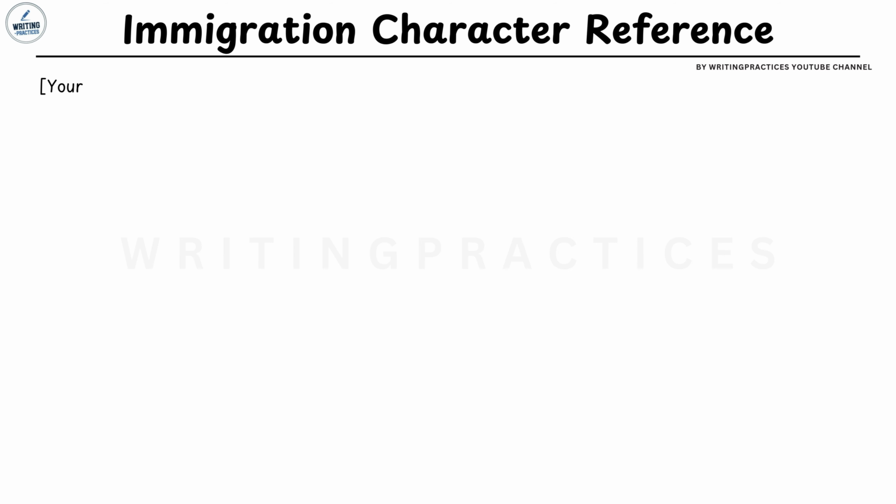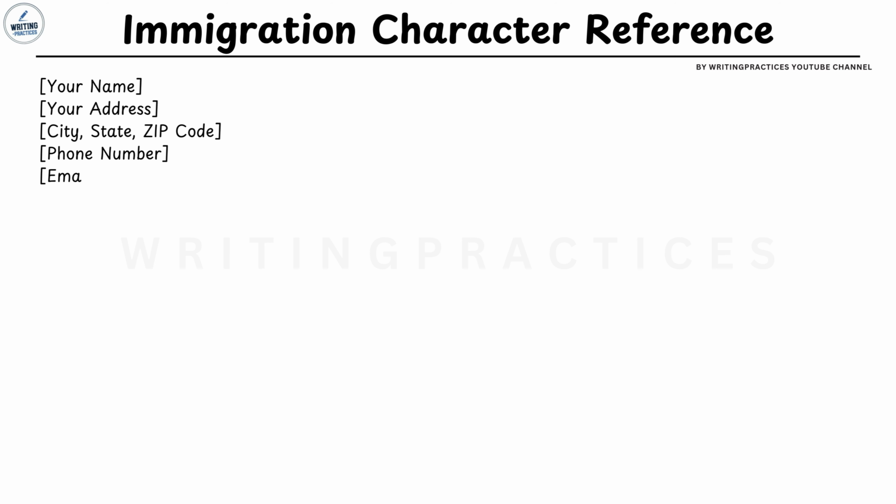Contact information. Let's start with the basics at the top of your letter. The first thing you want to include is your contact information. This is going to be your full name, your address, phone number, and your email address. By putting this information at the top, you're making sure that the immigration officer has an easy way to reach you in case they need more details or want to follow up.